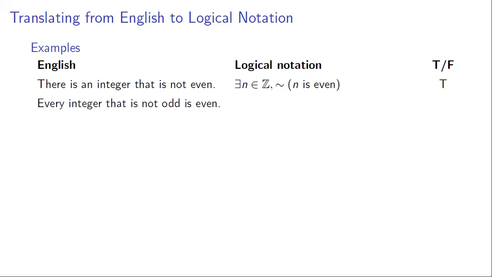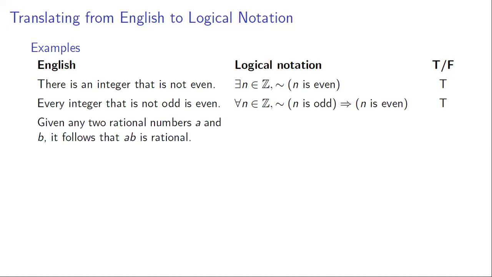Next statement, every integer that is not odd is even. Okay, how do we express this in logical notation? Here we use the word every, so that's for all. For all n in Z, for every integer, if n is not odd, then n is even. Exactly. Every integer that is not odd is even. Is this true or false? It is true.